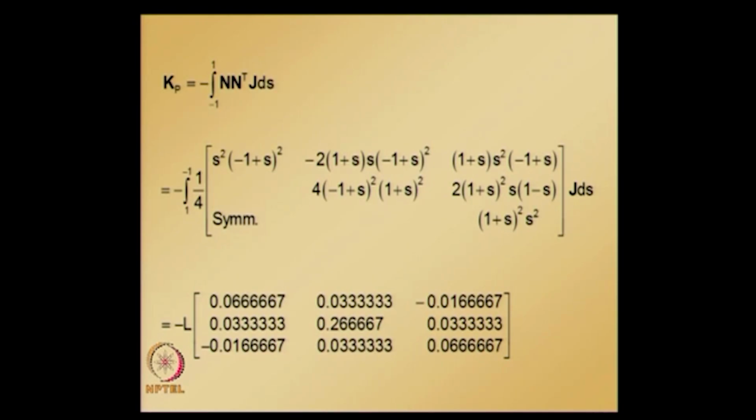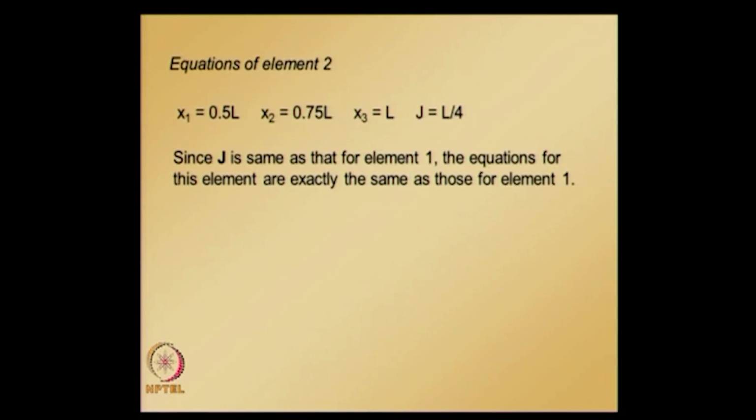So, these are the element equations for element 1. We obtained Kk and Kp, and now the element equations for element 2 are going to be similar, since the nodal spacing is the same and also material properties are constant for both elements. Since J is the same as that for element 1, equations for this element are exactly the same as those for element 1. So, we got element equations for both elements.